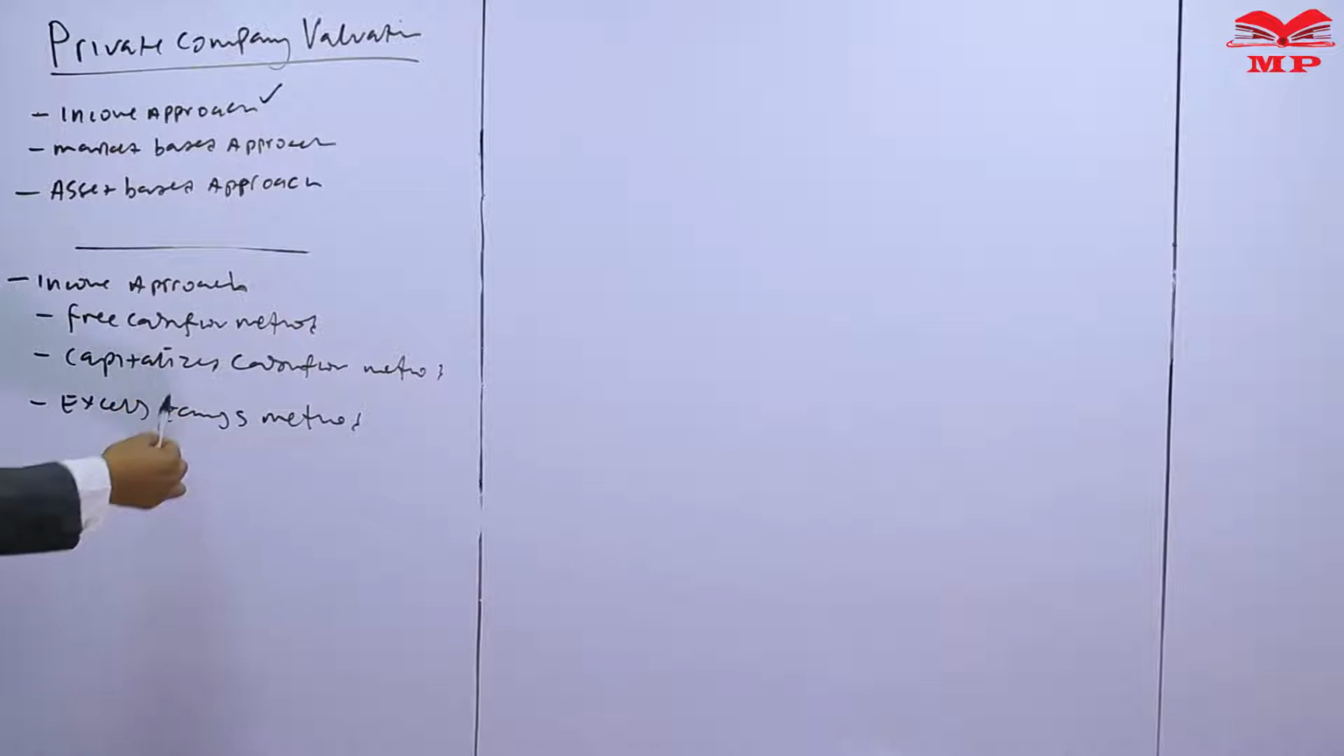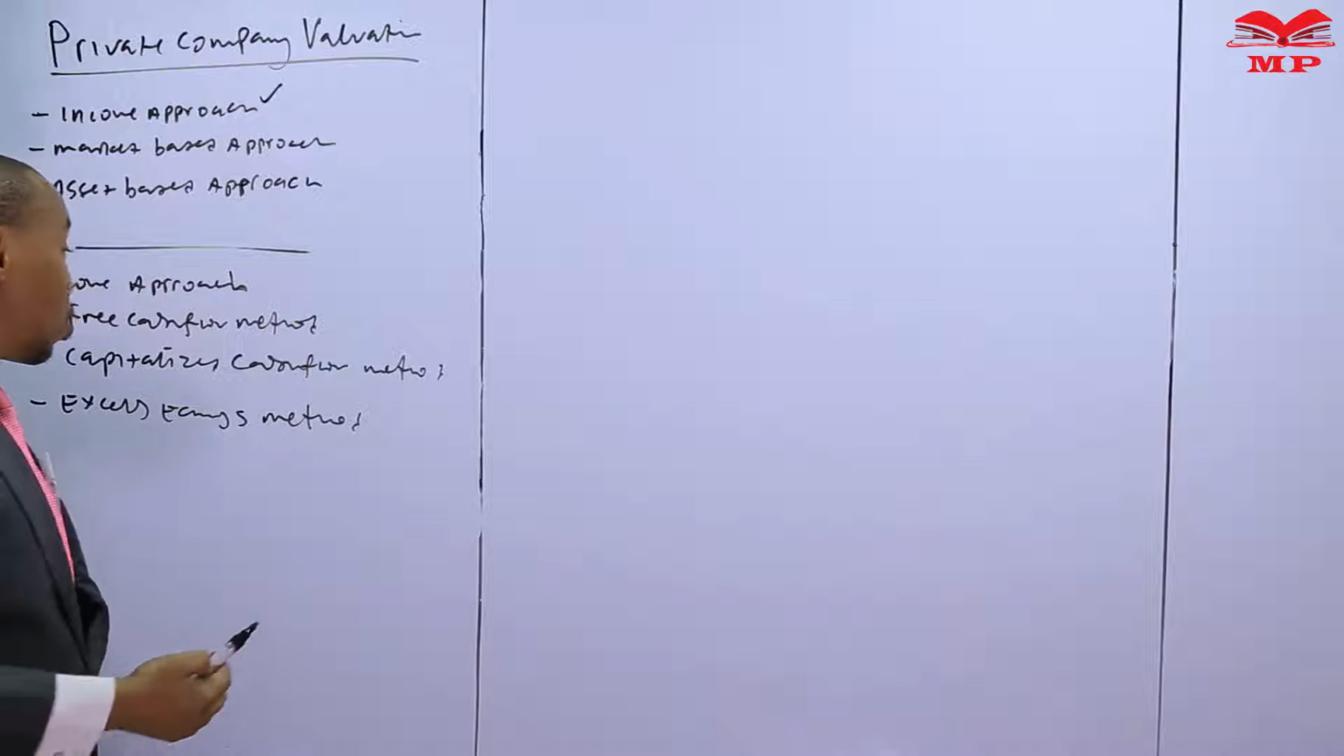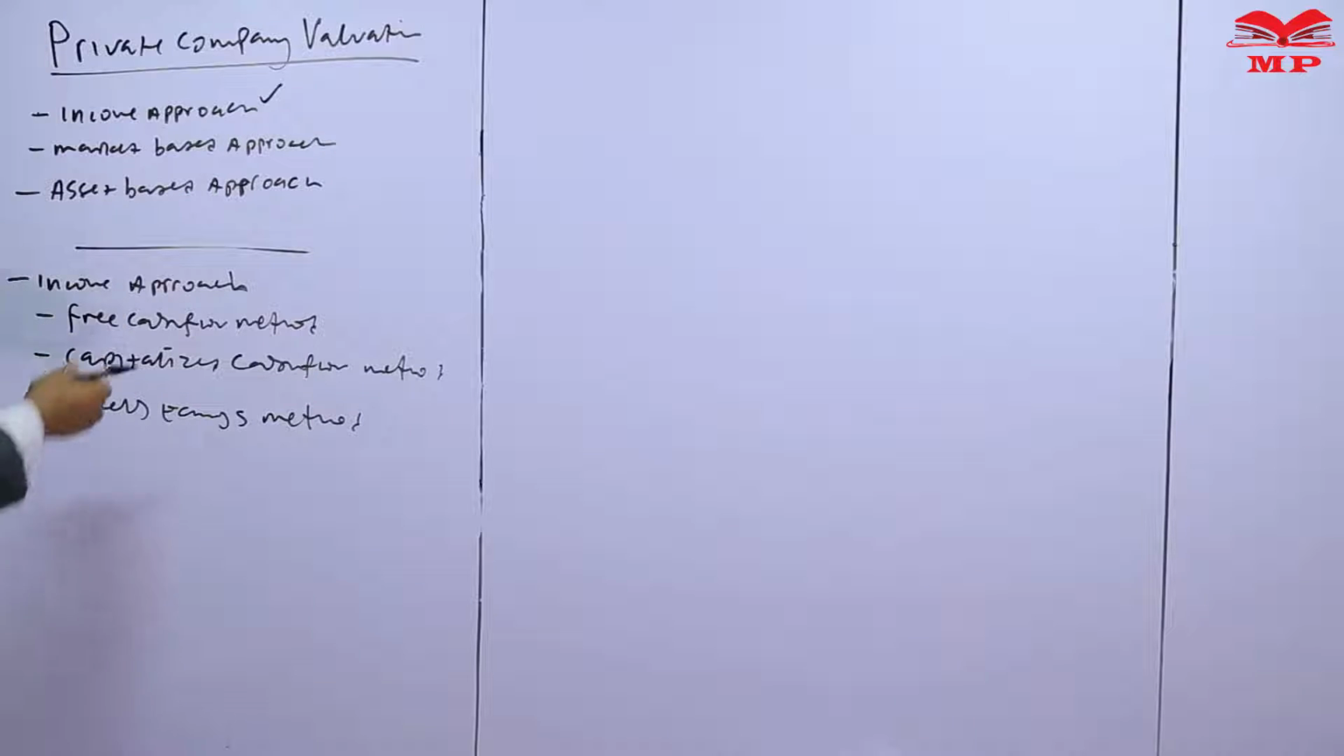Under the capitalized cash flow method, we will look at an example so that we can reinforce our understanding. As well, under the excess earnings method, we look at an example so that we can also reinforce our understanding. The free cash flow method is simply the two-stage free cash flow method. I'll break it down in a little while.